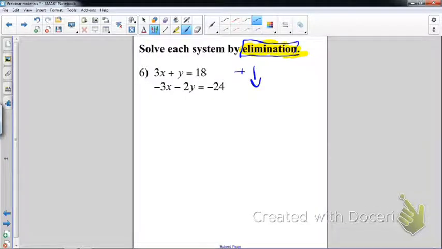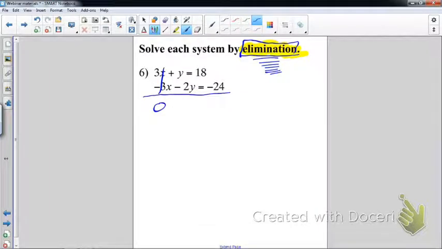And you'll see in a second what I mean by that. So all I'm going to do is create myself the line, and I get to add. What I notice is that when I add 3x and negative 3x, that actually turns out to be 0, which is good for us. I just eliminated one of the variables, and now I can work with the second variable, which is good for us, and that's what we want.